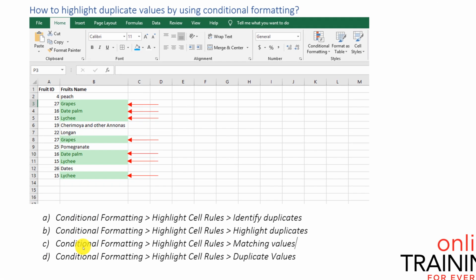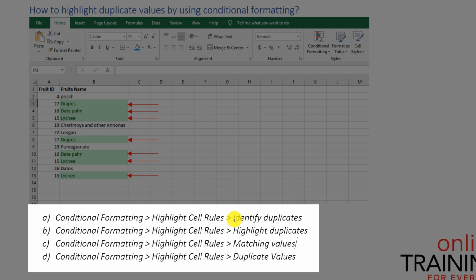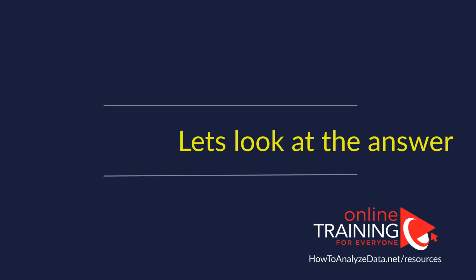And there are four possible choices. You have all the choices pretty much the same, but the last part of the selection is different. You have identify duplicates, you have highlight duplicates, matching values, and then you have duplicate values. Seems like a technicality, but these are the types of questions that you get on the test. So what do you think is the right answer?